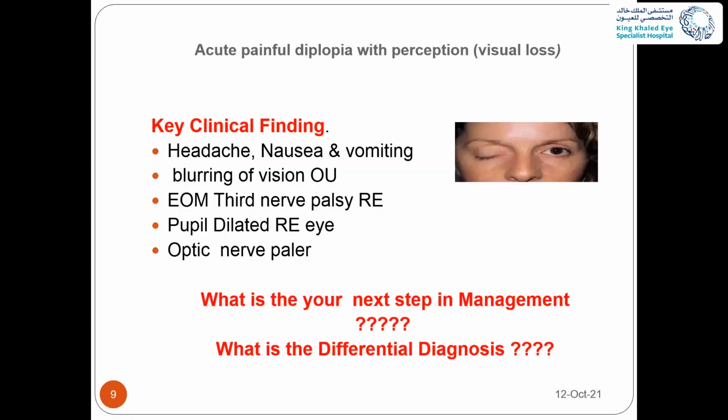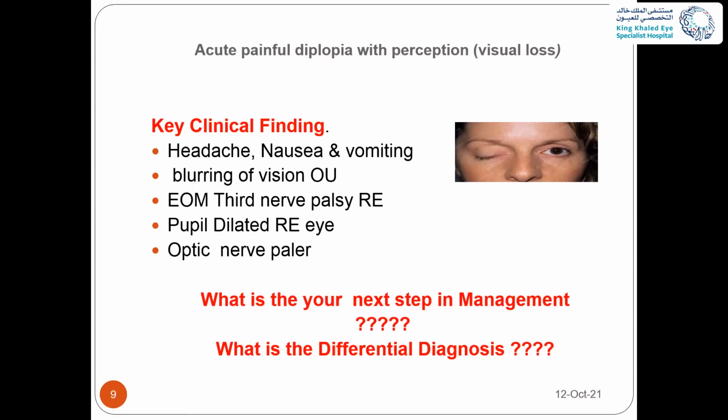So let us summarize. We have a patient who has headache, nausea, vomiting, and blurring of vision in both eyes; extraocular muscles with third nerve palsy in the right eye, dilated pupil in the right eye, and optic nerve pallor. What's your next step in management? And what is your differential diagnosis? What are you going to do now in your clinic, and what is in your mind?